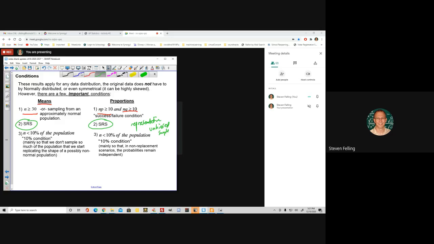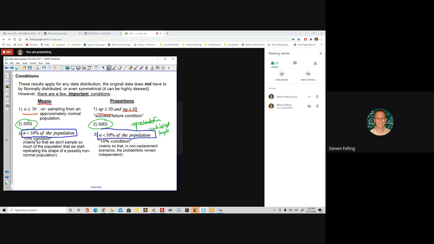Okay, and then the third thing is that there are some things we're going to come up with later that require independence between the samples. So to make sure that we can assume the chances are all staying the same, we're going to have another limit on the sample size. Although we want it to be large so that this is normal, we don't want it to be too large. So we're going to require that we never sample more than 10% of the population. That's known as the 10% condition.